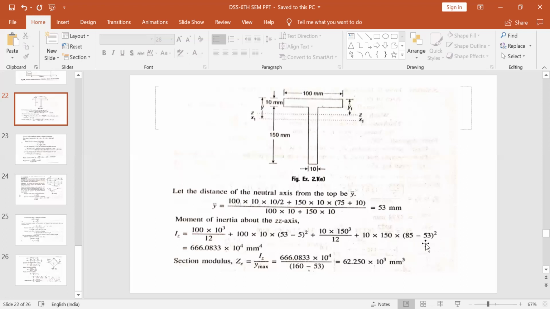So I hope you have understood this. So 85 minus 53 whole square. So this gives Izz as this value: 666.0833 into 10 to the power 4 millimeter to the fourth.